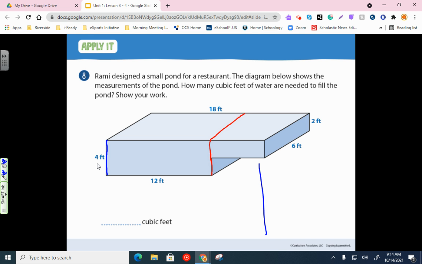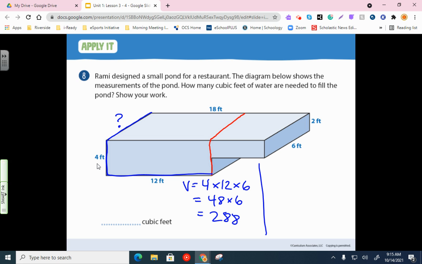So this side, we've got 4, we've got 12. The mystery side is going to be this right here. But that's going to be 4 times 12 times 6. And that's going to give me 48 times 6. And for 48 times 6, that's going to give me 288. For the sake of time in the video, I'm not going to show the work for that one.